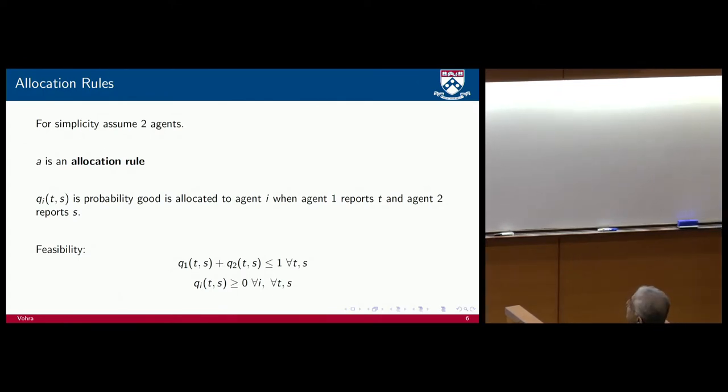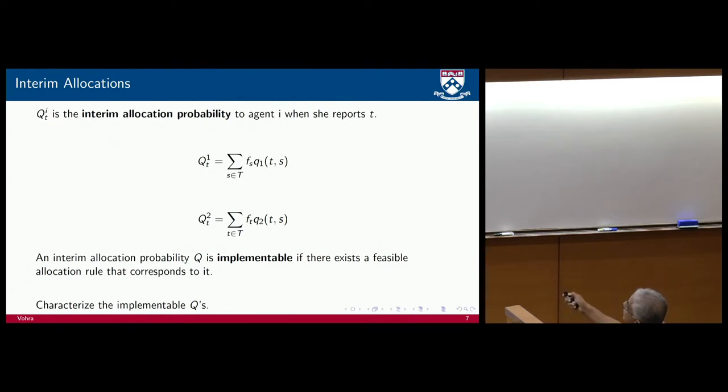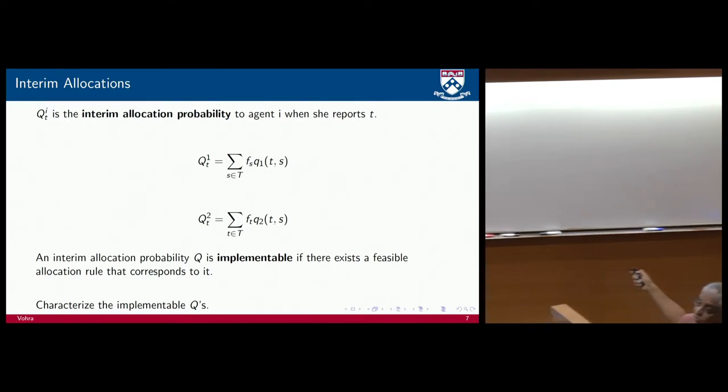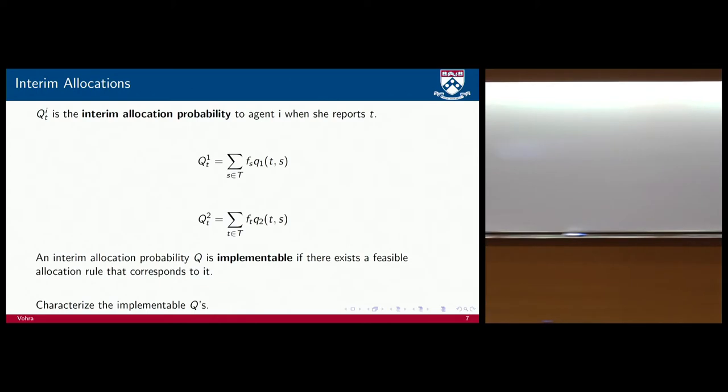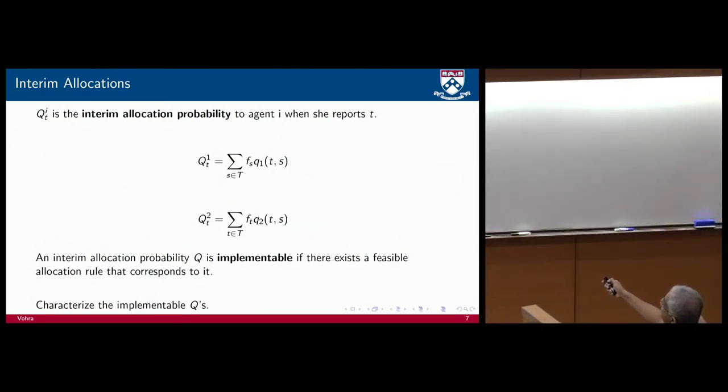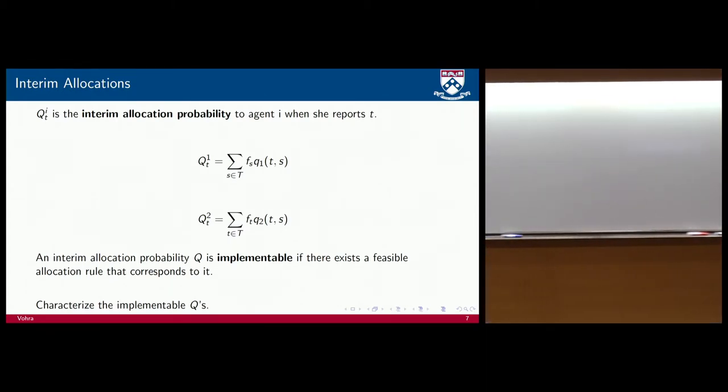Okay, now, what's the reduced form representation? The reduced form representation involves these interim allocation probabilities. So capital Q, superscript i subscript t, in words, it's the expected quantity that Mr. i receives when Mr. i reports type t. Okay? And here is what I just said algebraically. Okay? So look at that. This is Mr. 1. Mr. 1 reports type t. How much does he get on average? Well, if Mr. 2 reported s, this is how much he would get. This is the probability with which Mr. 2 will report s, under the assumption of incentive compatibility. Right? Add this up over all possible reports of Mr. 2, that gives me the expected quantity that Mr. 1 will receive. Yes?